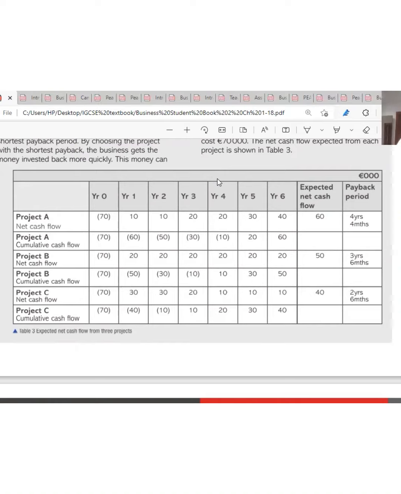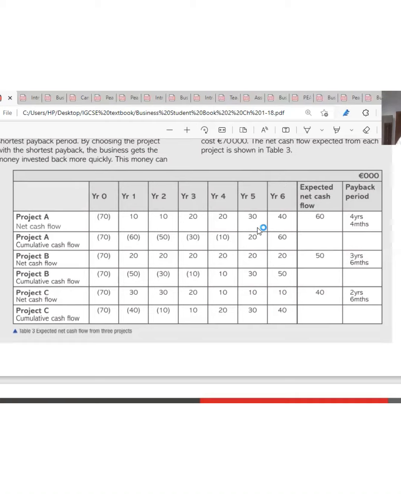So this is a project which has different net cash flows. It has the cumulative cash flow. So for project A, we have the net cash flow and the cumulative cash flow. We have project B, we have project C. Here, it means this manager is trying to compare project A, project B, and project C to see which one is viable, which one is profitable. That is when you have an analysis like this. This is an investment appraisal. Do you get what I'm talking about here?